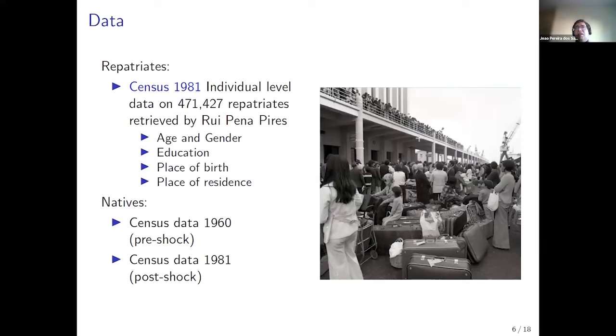So we have data on all the repatriates. This is coming from the census in 1981. This was retrieved by a sociologist, and we have data on the age and gender, education, places of birth, as well as the place of residence in 1981 for all the repatriates. And we are able to combine these with information that we have at the municipal level for natives. And we have pre-shock data at around 1960. And we are going to compare these differences in regions with the census data again in 1981 on the post-shock.